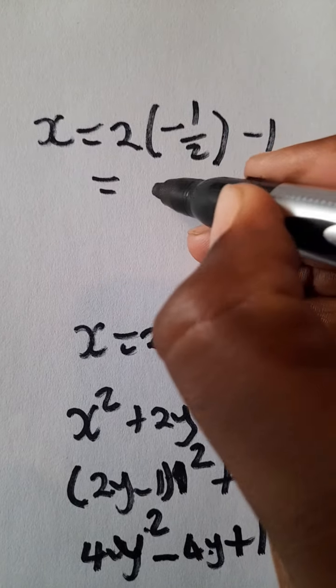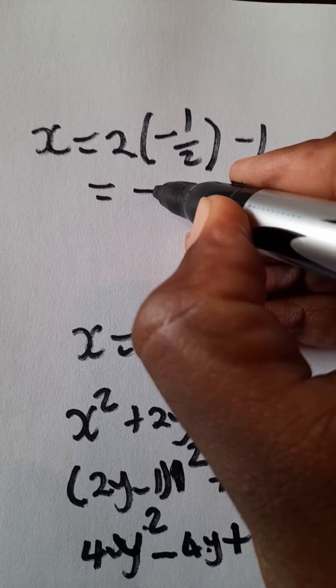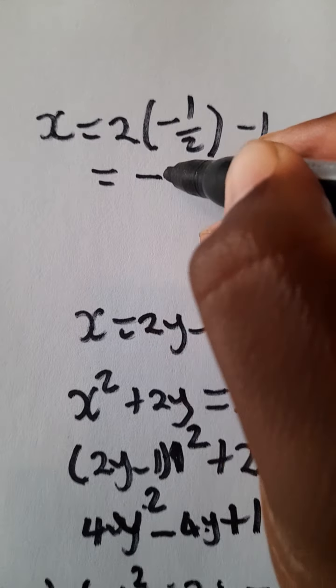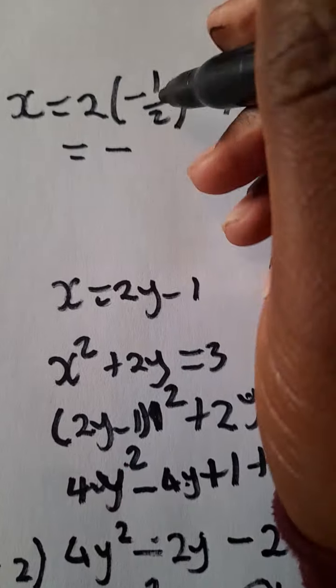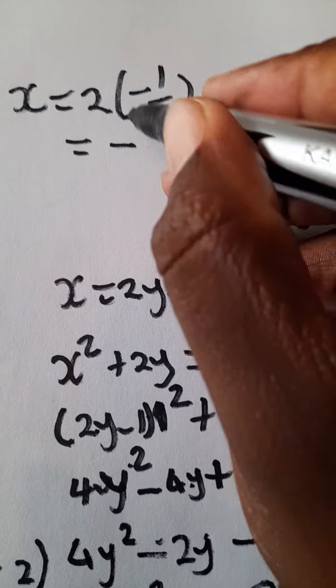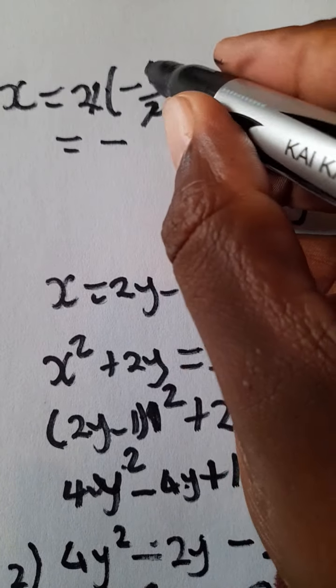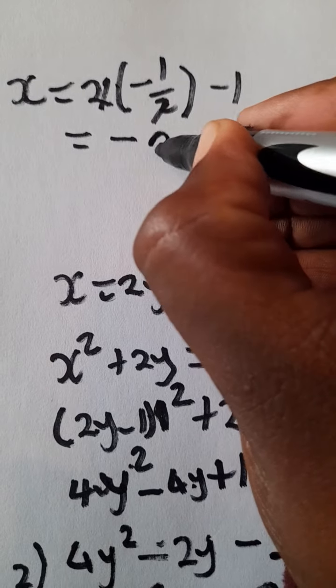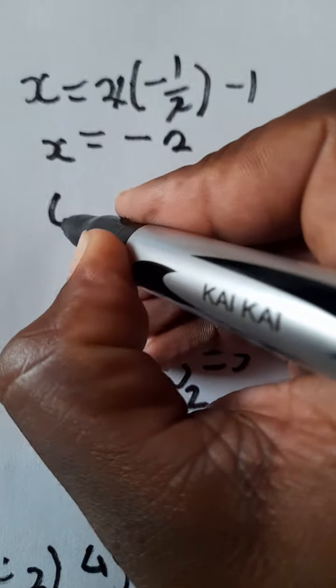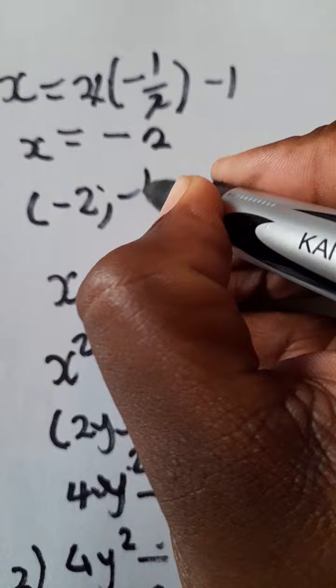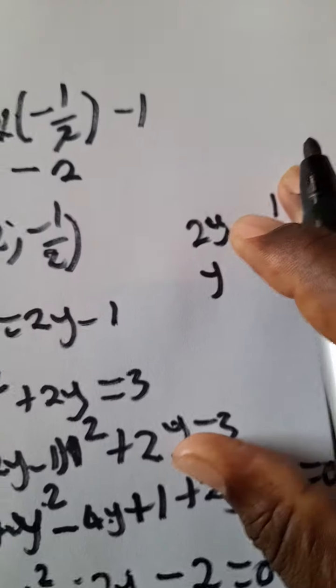Okay, this 2 and 2 cancel. We are going to be left with, okay, did I substitute correctly? Yes. This cancels. We are left with negative 1. Negative 1 minus 1, that will be negative 2. So our x is negative 2 and the y is negative half, right?